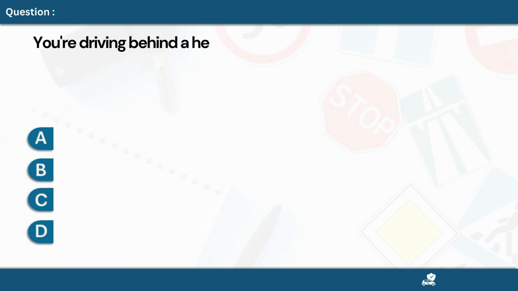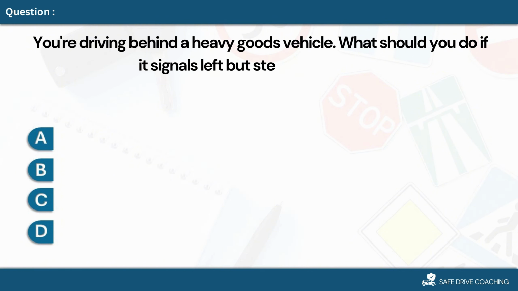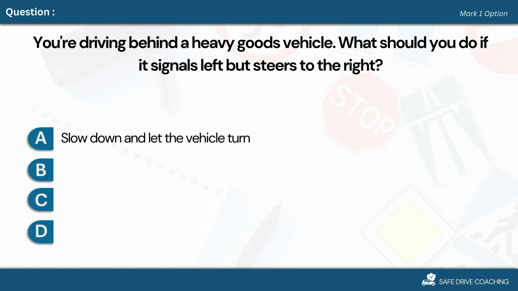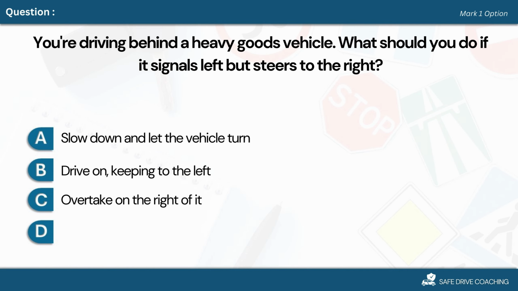You're driving behind a heavy goods vehicle. What should you do if it signals left but steers to the right? A. Slow down and let the vehicle turn. B. Drive on, keeping to the left. C. Overtake on the right of it. D. Hold your speed and sound your horn.